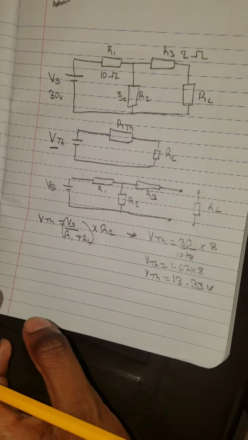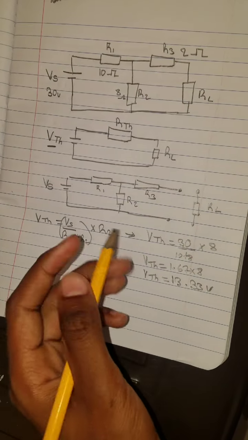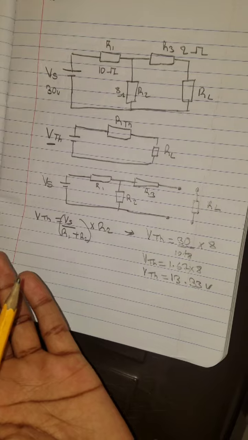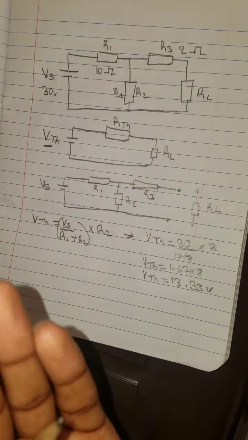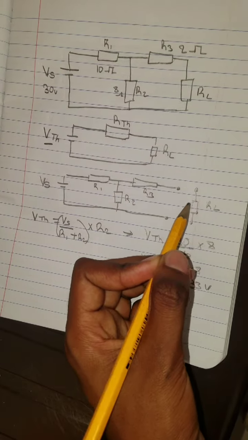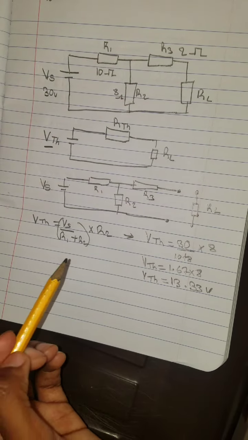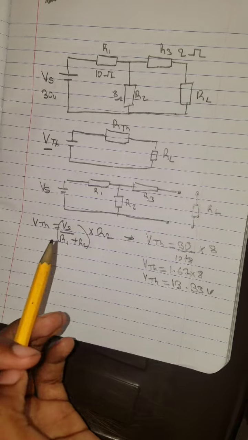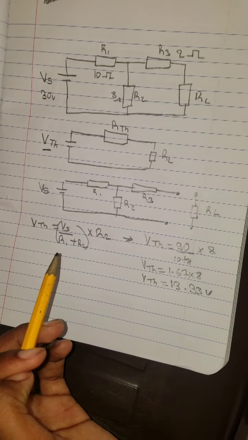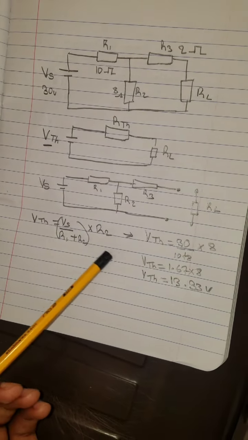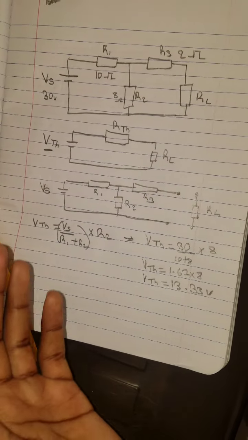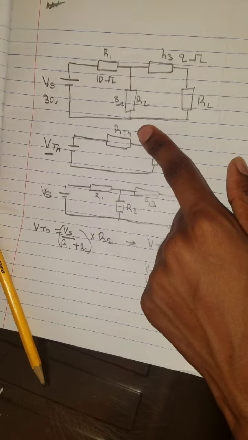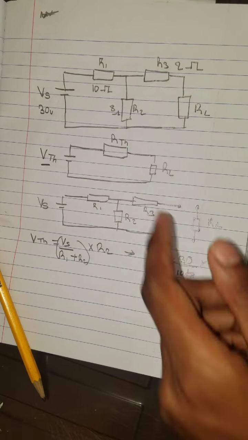That is how you calculate your Thevenin voltage. Remember, step 1 is to remove your load, and step 2, ensure that you go by the voltage divider principle, which is this formula right here. Now moving on to calculating our Thevenin resistor or Thevenin resistance.